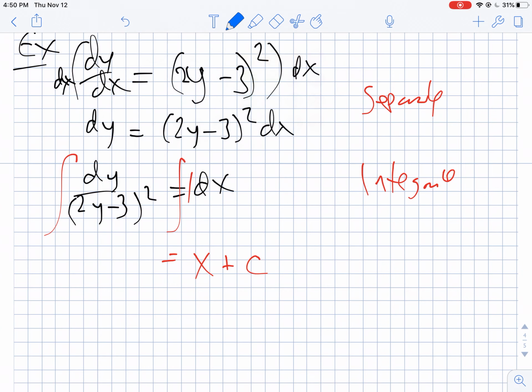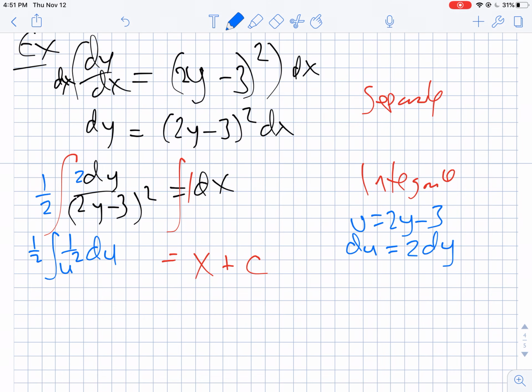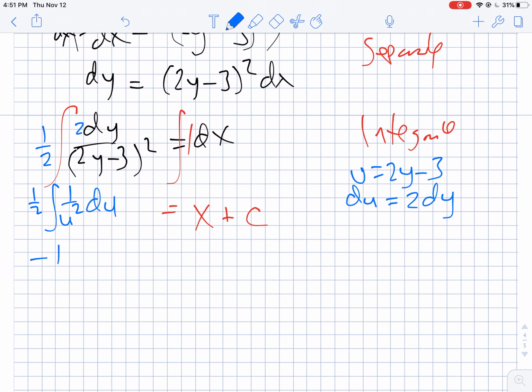That's totally different. Here we're going to want to do a u-sub on the left side. u is 2y minus 3. du is 2 dy, so we're going to put a 2 here and a 1/2 over there. So that becomes 1/2 integral of 1 over u squared du. So that's negative 1/2 times 1 over u equals x plus c. Now, this is kind of a mess. So we're going to have negative 1/2 times 1 over (2y minus 3) equals x plus c.